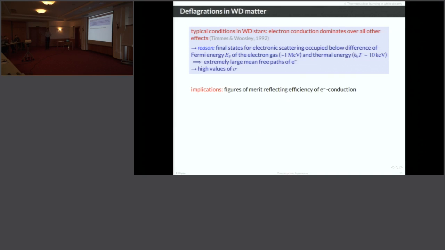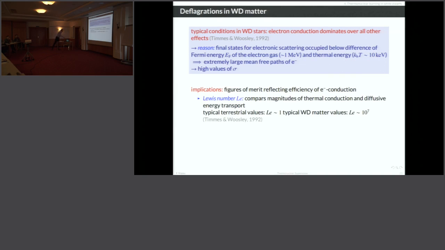So we actually introduced such a figure of merit yesterday when we introduced the Reynolds number. This compared the inertial term in the Navier-Stokes equation to the viscous term, and therefore gave us an idea of how strong turbulence effects are. Now here you introduce other figures of merit to compare other effects.